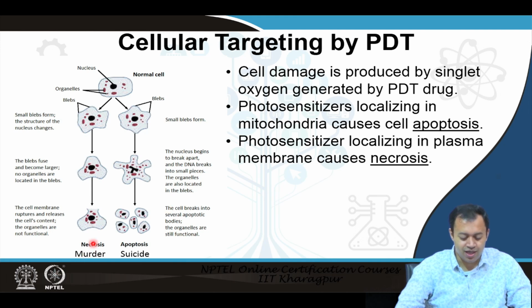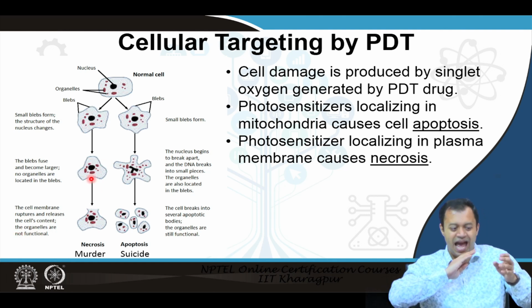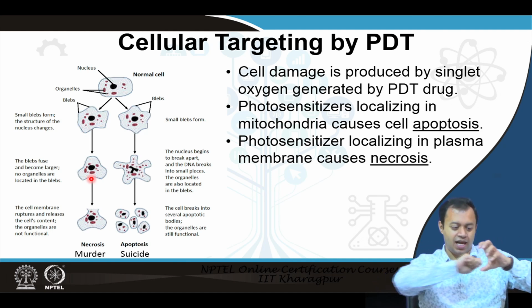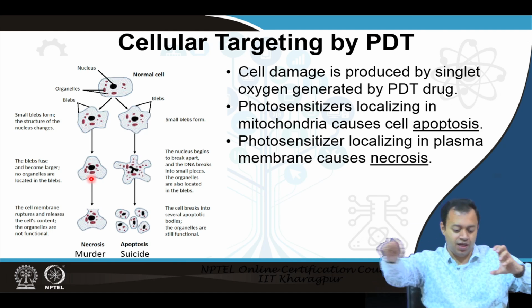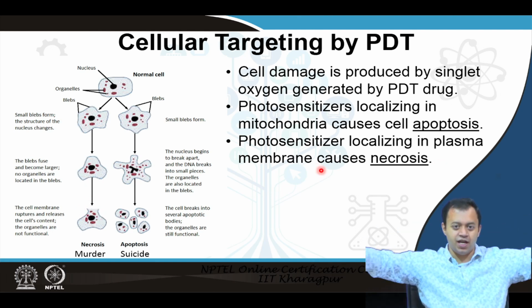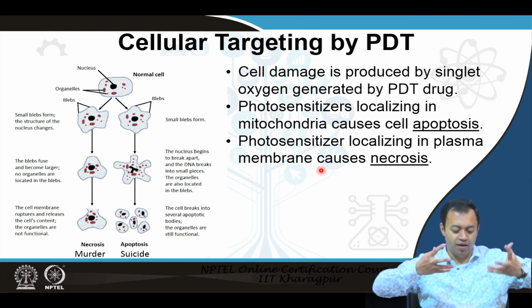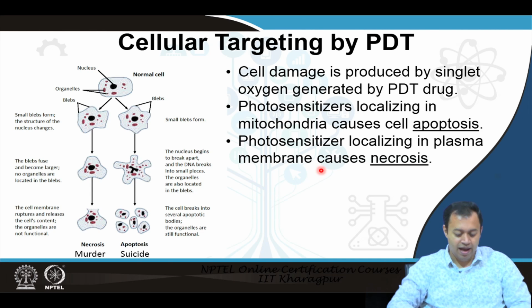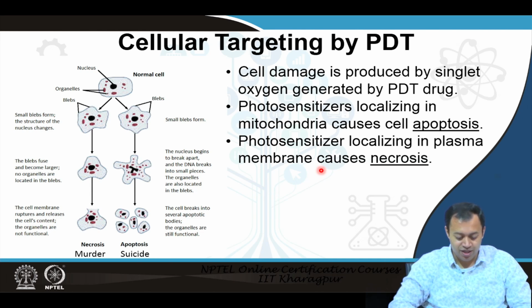Whereas in necrosis, that is the murder, the cell membrane ruptures and releases the cell contents, and the organelles do not function. So it's an accident, it's some kind of a hit. You are destroying the cell externally by something. You just open up the cell membrane, the plasma membrane, you just tear it apart and the internal material, the cytoplasm, etc., just comes out, and thereby I call it murder.